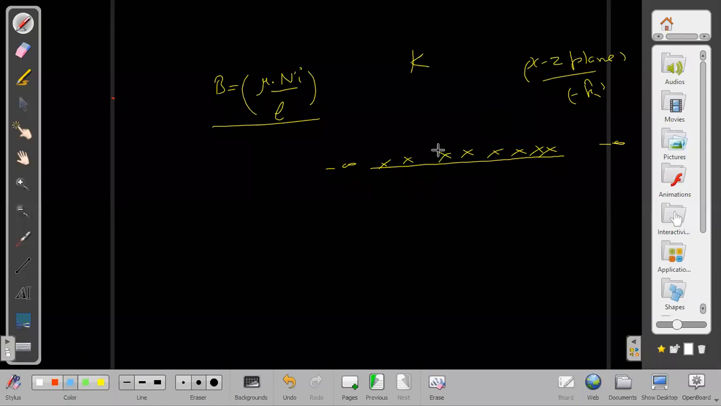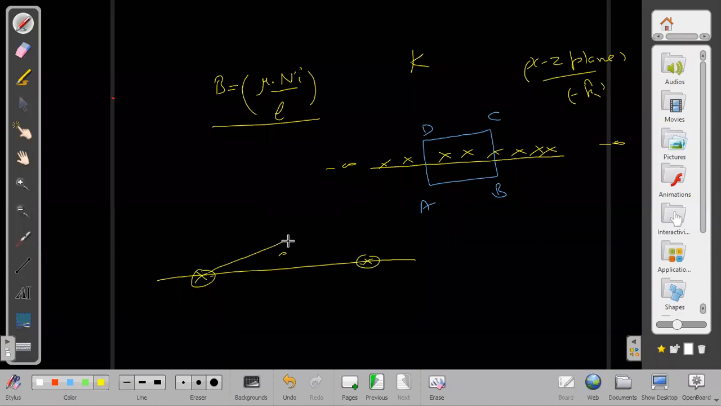Again, we can take the loop. If this is the Amperian loop, A to B to C to D, first of all, what kind of direction of field do you expect? If you apply logic properly, you will understand that if I take this from B to A, this is like a wire here, and this is like a wire here. Due to these two wires, what will be the direction of field? Due to the right side wire, the field will be this side. Due to this wire, the field will be this side.